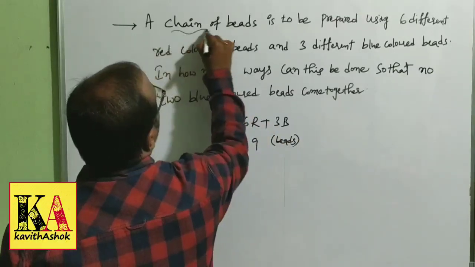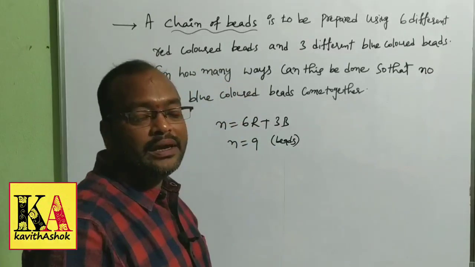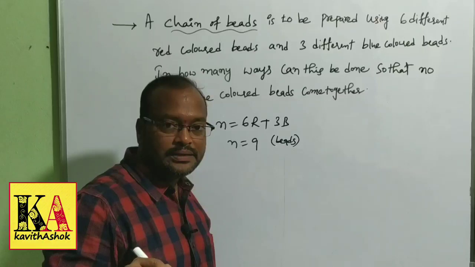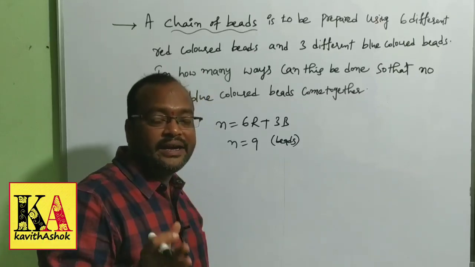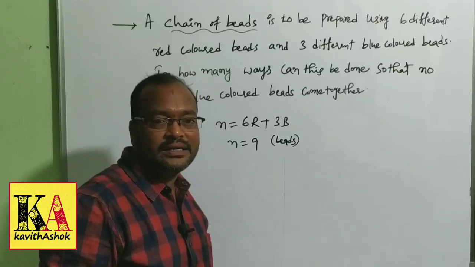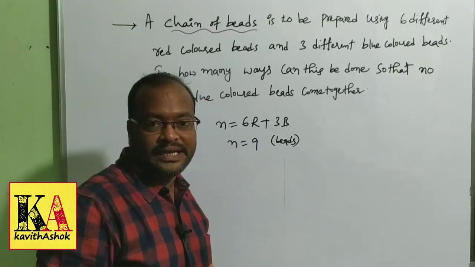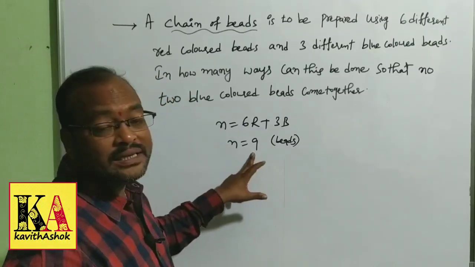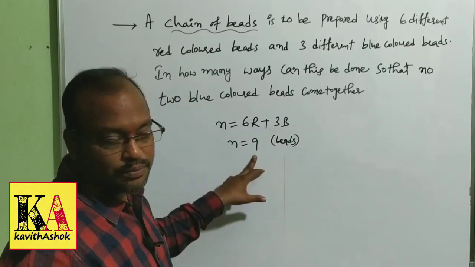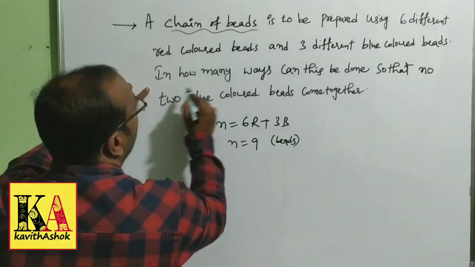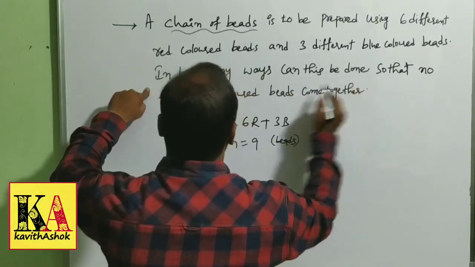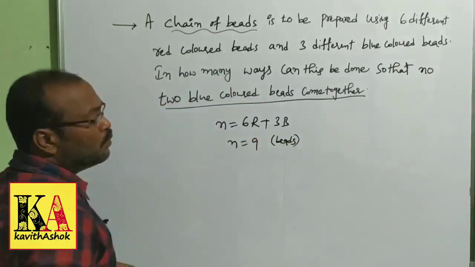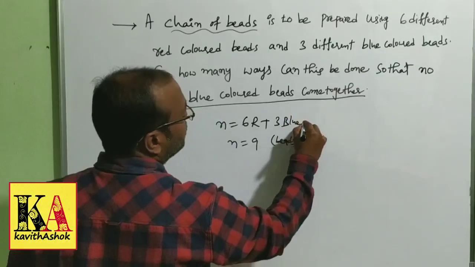Whenever it is a chain of beads, instead of n minus 1 factorial, it will be n minus 1 factorial by 2, because there is no specified direction; clockwise and anti-clockwise directions coincide in the case of a chain of beads. So if no condition is there, we can arrange this in 9 minus 1 factorial by 2 ways. But the question is, in how many ways can this be done so that no 2 blue colored beads come together? How many blue colored beads are there here? 3 blue colored beads are there.